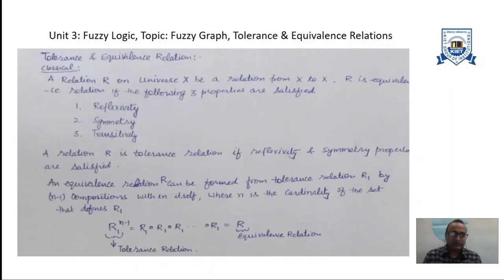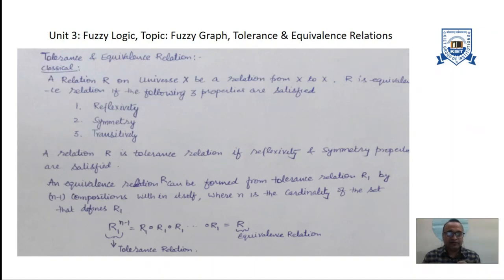In the simple way, reflexivity: suppose we are making a relation from x1 to x1, so there should be a complete relationship. If we want to establish a relation from x2 to x2, so if the ordered pair is x2 x2, they must be completely connected to each other. This kind of property is known as reflexivity. Another is symmetry: if there is a connection from xi to yj, a similar connection should be there from yj to xi, right?